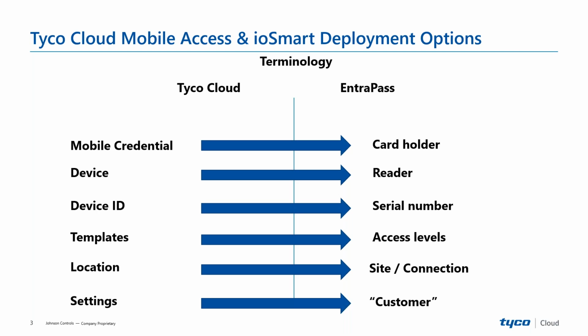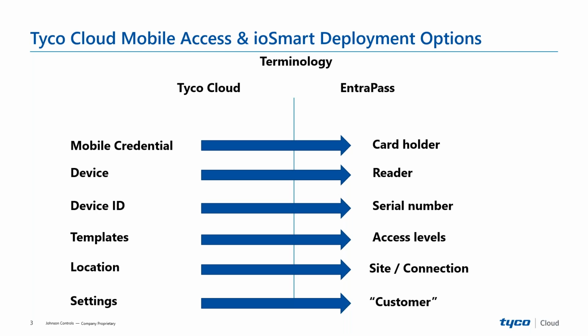Now, a mobile credential is actually a card holder. It's actually a card number. So when we say mobile credentials, we mean a card holder card number. Mobile keys themselves don't have a card holder. Any reason why, Rob? Because they don't have software. Panel-less mobile keys don't require EnterPass, right? A device is considered a reader, and a device ID is the serial number.